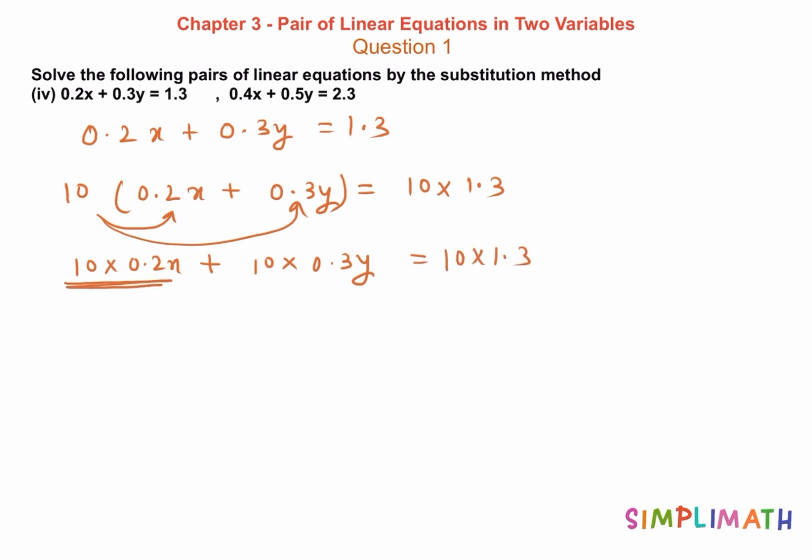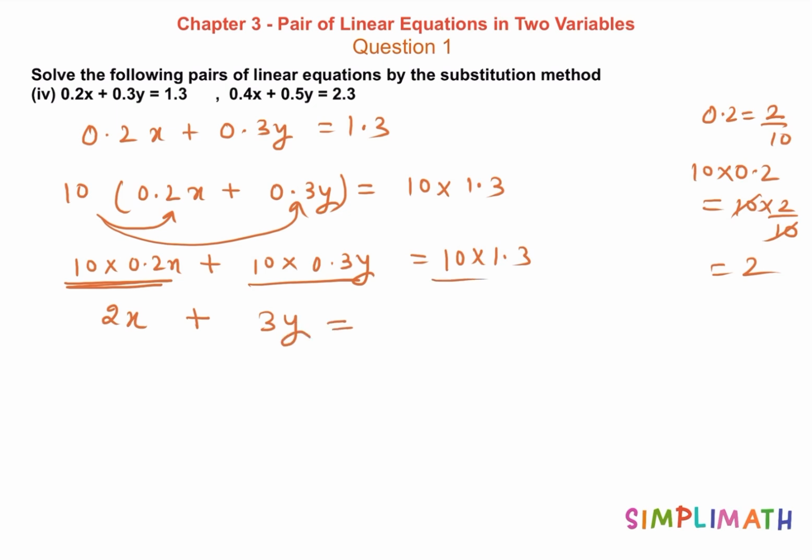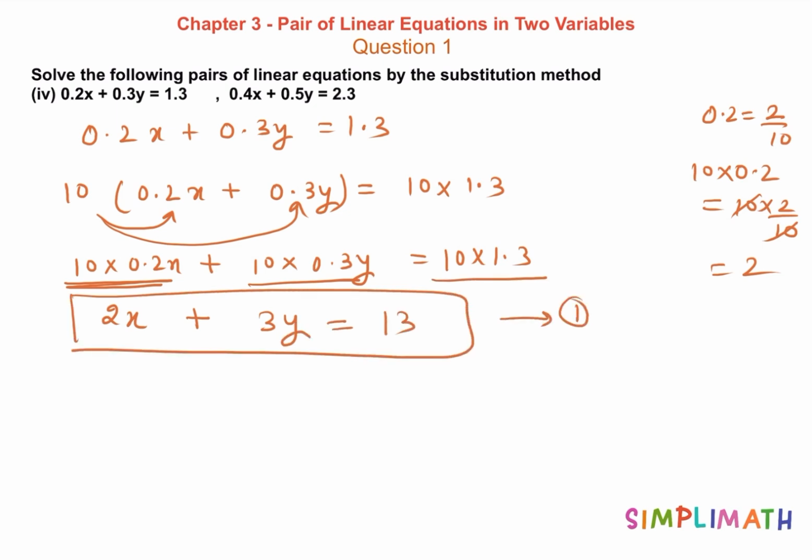Now if we multiply these, what do we get? We get 2x plus 3y, because 0.2 can be written as 2 by 10 and 10 into 0.2 can be written as 10 into 2 by 10. So this comes out to be 2. And similarly over here we have 3y equals, here we have 13. So this is equation number 1.